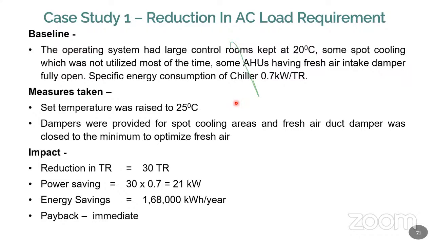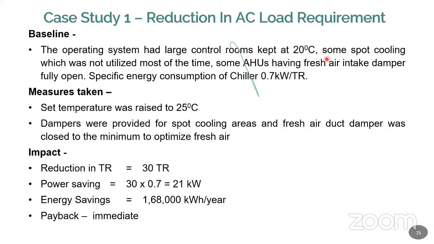So 2-3 case studies are presented here. One is reduction of AC load. Here the set temperature is increased from the present value. The operating system has a large control room kept at 20 degrees, which is somewhat too cool, so they want to increase the temperature from 20 to 25 degrees, so that the TR load is going to be reduced. Because of that, how much energy can be saved?